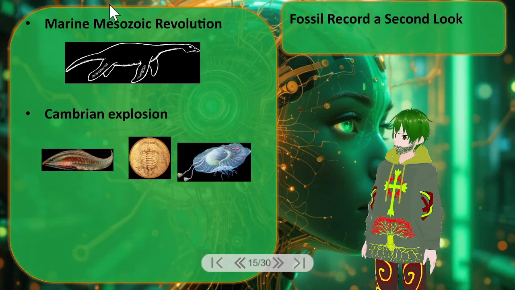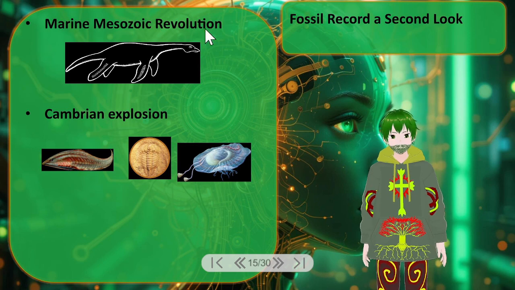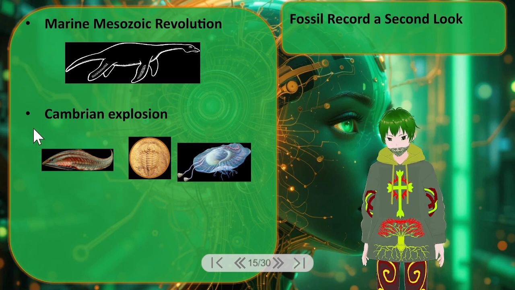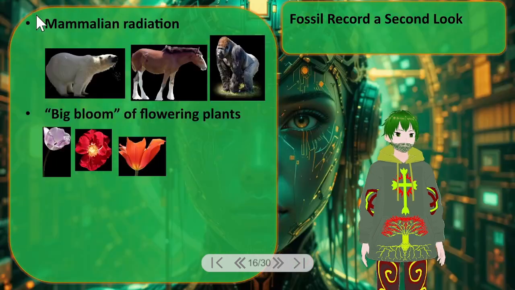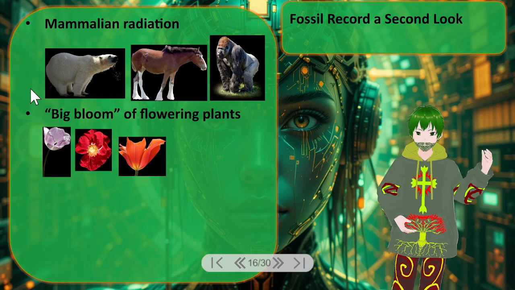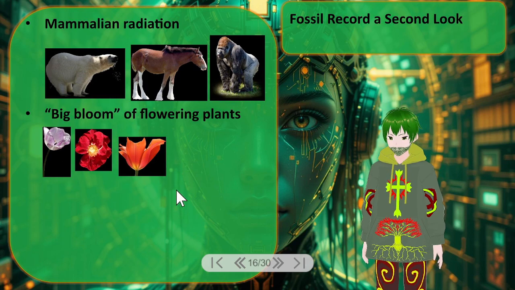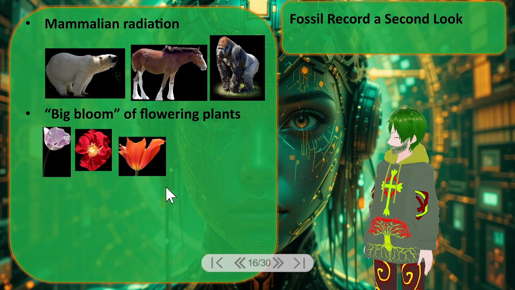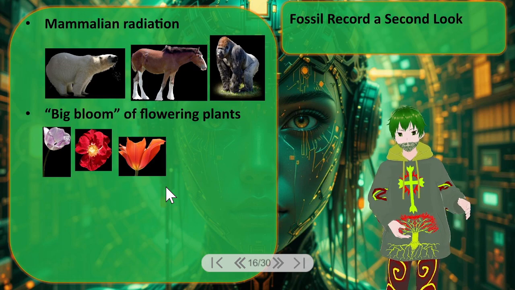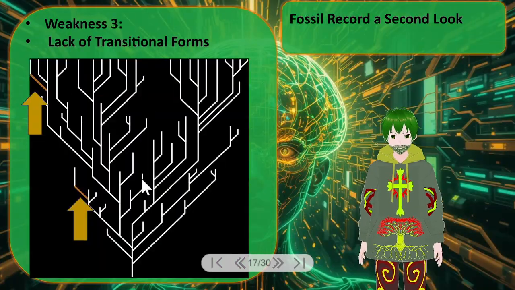However, this sudden emergence isn't the only time that you have really rapid development. The marine Mesozoic revolution, you have a sudden appearance of many aquatic animal types. Of course, the Cambrian explosion. The mammalian radiation, where when the dinosaurs died off, very suddenly you had all kinds of mammals. And then you also have what was called the Big Bloom, which is the origin of flowering plants. You went from an entire landscape that basically had no flowering plants to flowering plants being just about everywhere in a geologically short period of time.